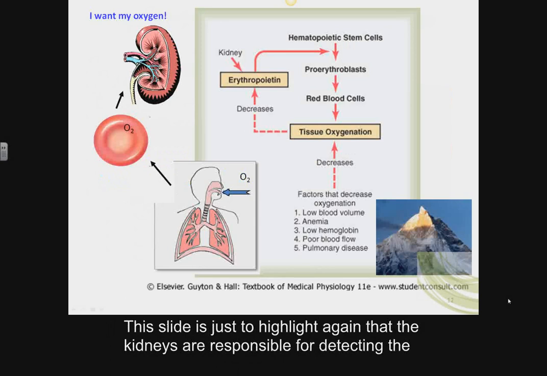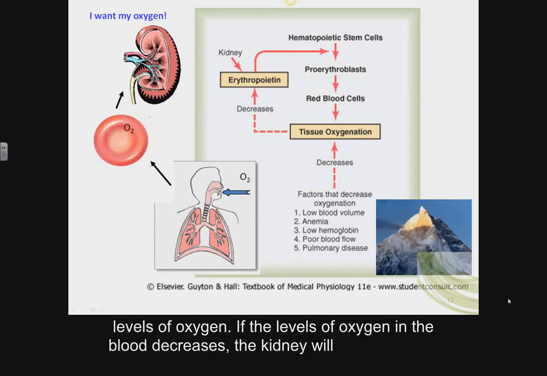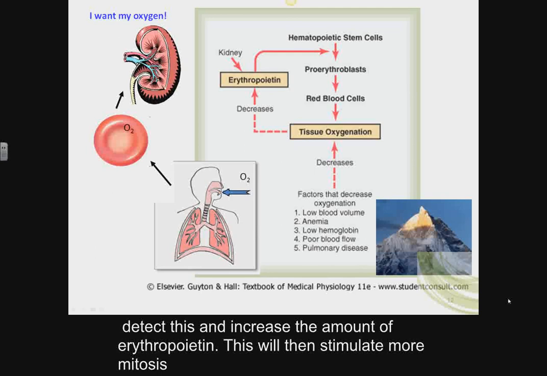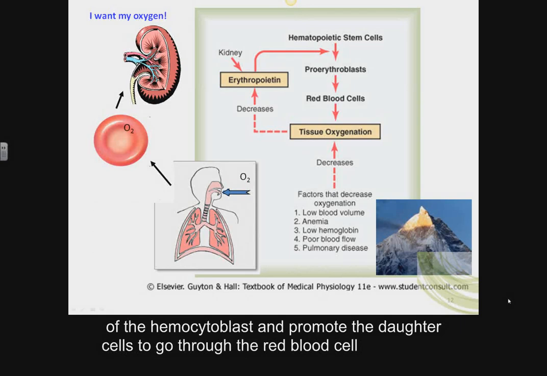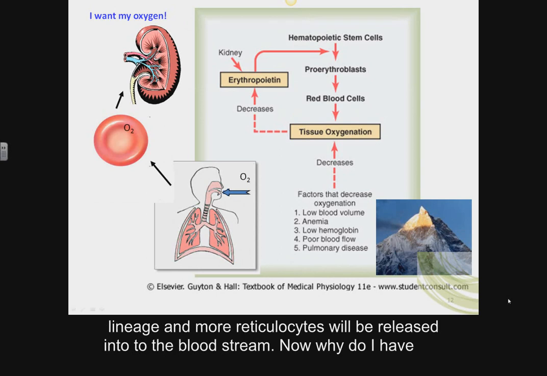This slide is just to highlight again that the kidneys are responsible for detecting the levels of oxygen. If the levels of oxygen in the blood decrease, the kidney will detect this and increase the amount of erythropoietin. This will then stimulate more mitosis of the hemocytoblasts and promote the daughter cells to go through the red blood cell lineage, and more reticulocytes will be released into the bloodstream.